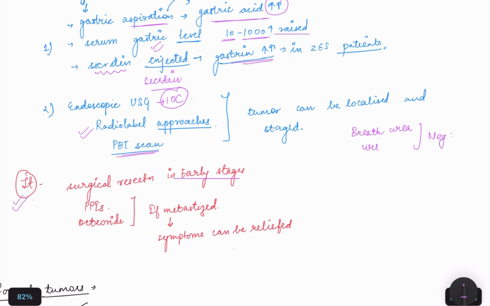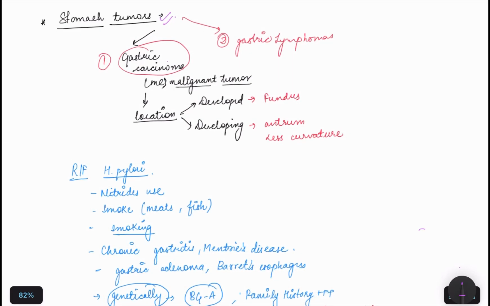How can we do the treatment? In the early stages, we can do surgical resection. And if it is metastasized, symptoms can be relieved by PPIs or octreotide. Stomach tumors are divided into various tumors. First is gastric carcinoma, second is gastric lymphoma. We will also study the GIST tumor and the carcinoid tumor.